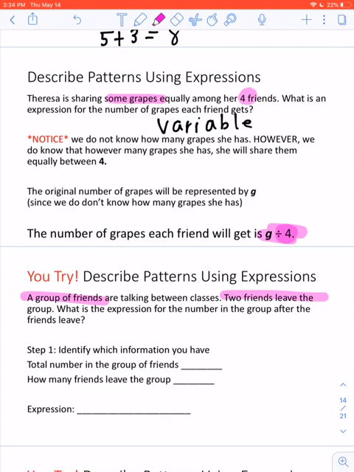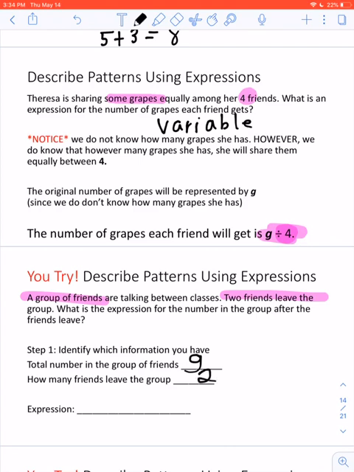So instantly that makes me think, okay, the group of friends is going to be my variable. Total number in the group of friends, G. I don't know how many people are there. But I do know that 2 friends leave the group. How many friends leave the group?